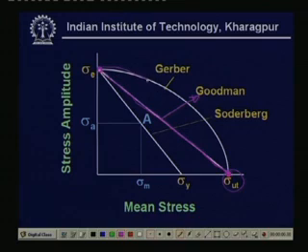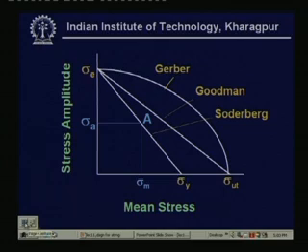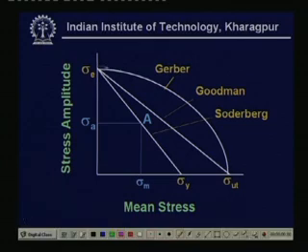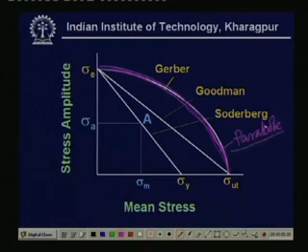And the last one, as you can see, is the Gerber line. This is the Gerber line. The only difference is that he has taken the line to be parabolic, and that is the reason it is also called the Gerber parabolic relationship for the fluctuating load.